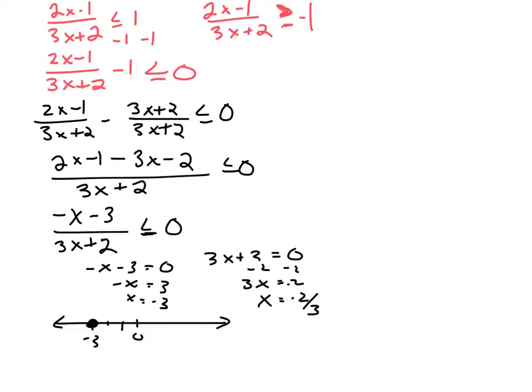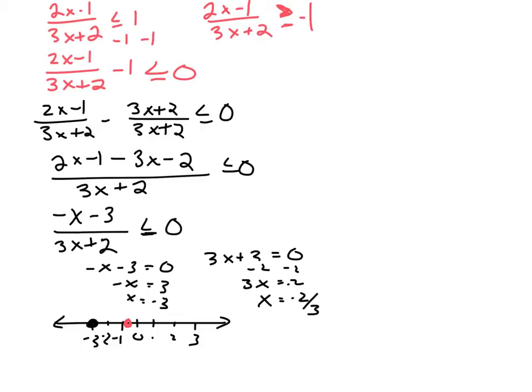x equals negative 2 over 3. So negative 2 over 3 would be right about there. Here's negative 1, here's negative 2, and 1, 2, 3. Right there at negative 2 over 3 would be an open dot, because that's where it's undefined. So that little circle there is an open circle. And now I just need some test points.